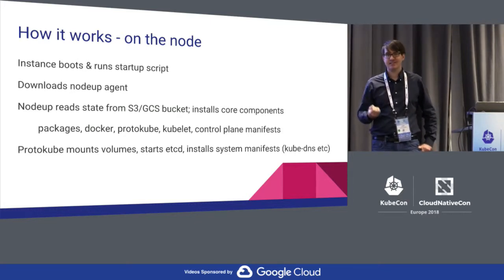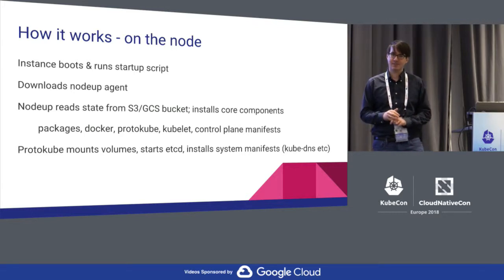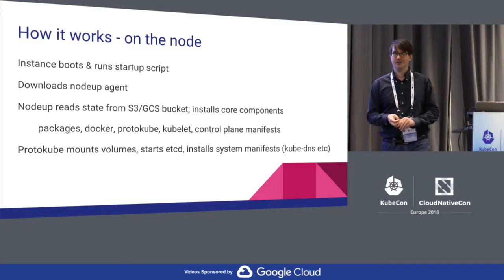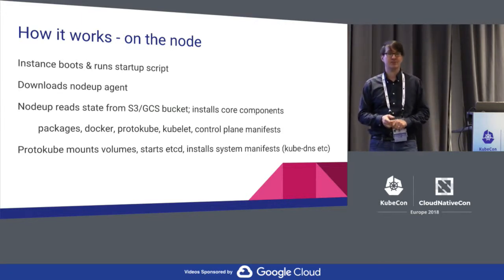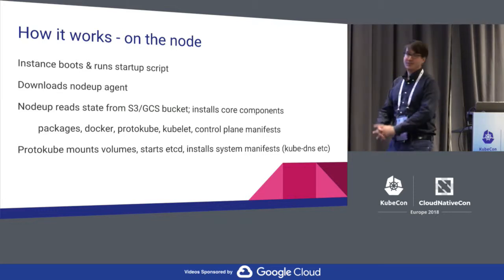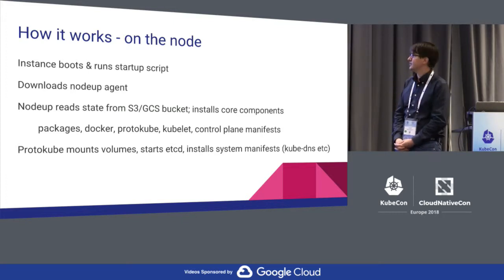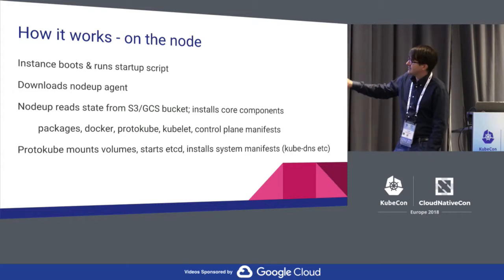NodeUp's job is essentially to normalize the image. By that, I mean install any packages that are required and missing. So I think we install Git, for example, because technically Git is a requirement of Kubernetes in terms of the Git volume source. We install the correct version of Docker for whichever version of Kubernetes you're using. Each version of Kubernetes is tested with 1 or 2 versions of Docker, so we try to make sure it's the right one. We install kubelet, obviously. We install the control plane manifests, and we install a component called Protocube.